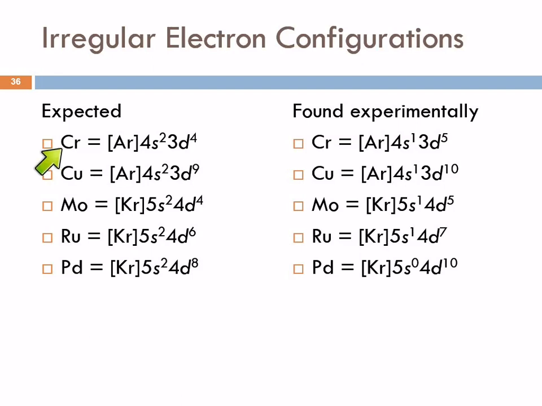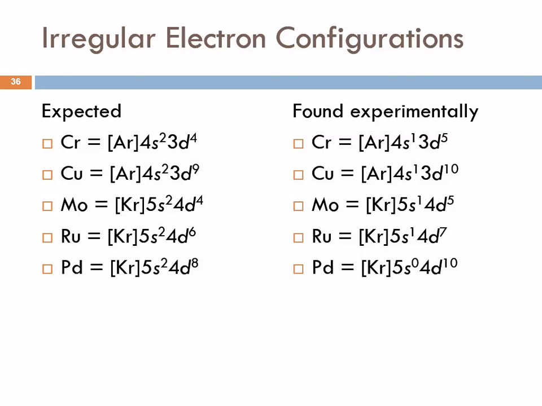So for chromium, what we would expect to see is 4s2 and 3d4. What we actually observe is 4s1, 3d5. I have a crazy analogy that helps me make sense of this. You've heard of Groupon, right? You go online, you get these coupons and stuff. Well, the Quantum Hotel has Groupon deals. And they may not make sense to you, but you don't care because you're going to save a little money. The situation here is that 4s room is exactly half full, and the 3d room is exactly half full.